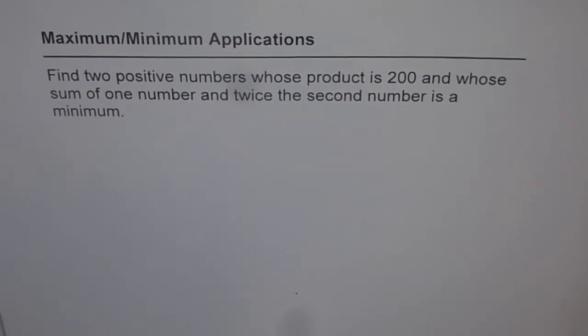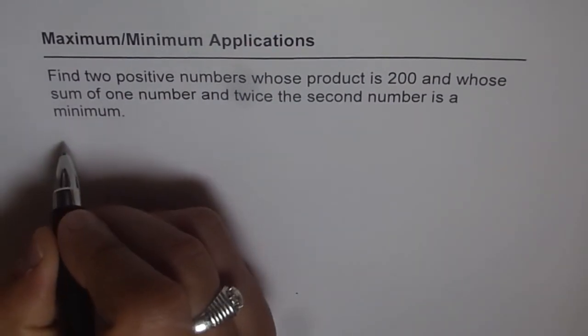So here is another problem to find maximum minimum using derivatives. Find two positive numbers whose product is 200 and whose sum of one number and twice the second number is a minimum. So let us say that the two numbers are x and y.